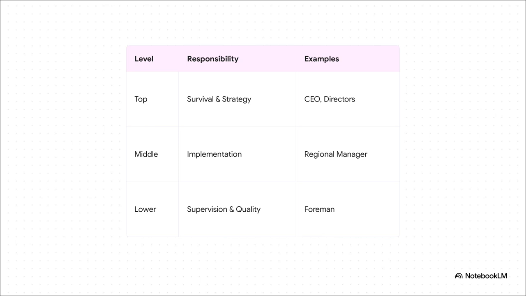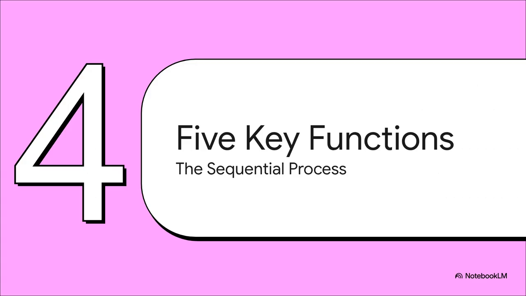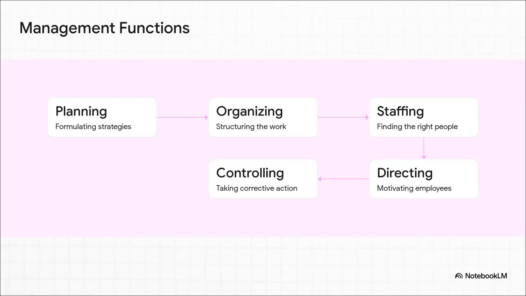And finally, the lower or supervisory level. They handle the direct workforce supervision, safety, and quality output. This is your foreman, or as mentioned in the text, Sridhar's father, the section in charge. Section 4, 5 key management functions, the sequential process. So we know the who, right? Now let's talk about the how. And pay attention here because this is a very specific chronological journey.